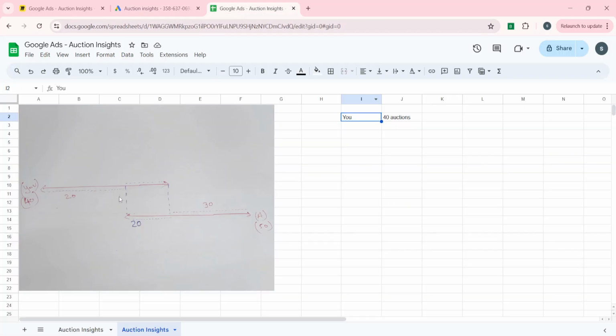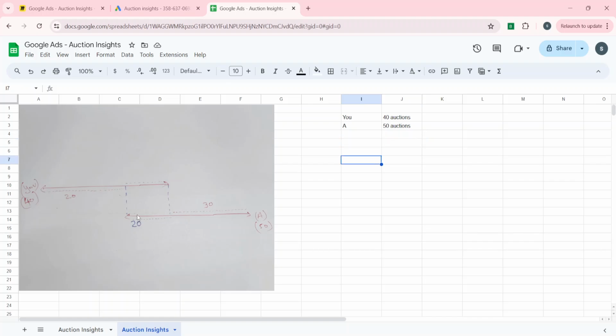And here there is another advertiser, advertiser A, and he has entered into 50 auctions. So if you observe in this diagram, you have entered into 40 auctions and advertiser A has entered into 50 auctions. Out of these total auctions, both you and advertiser A have entered into 20 auctions. You see here, this area. Here there is an overlap. That means there will be competition between you and the advertiser. You are getting me right?